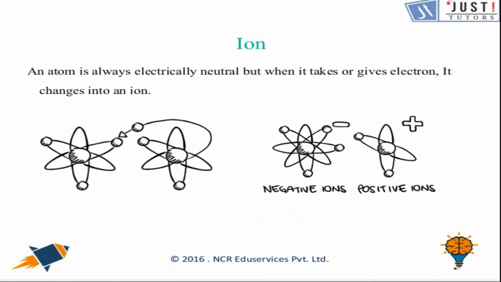An atom is always electrically neutral, but when it takes or gives an electron, it becomes an ion. Here we are looking at some atoms where the electrons are revolving in their boundary and the transfer of electrons is happening. On the basis of the transfer of electrons, the one who is giving the electron becomes a positive ion and the one who is receiving that electron becomes a negative ion. So that's how we categorize cation and anion.